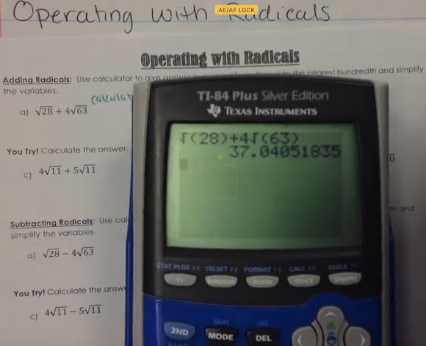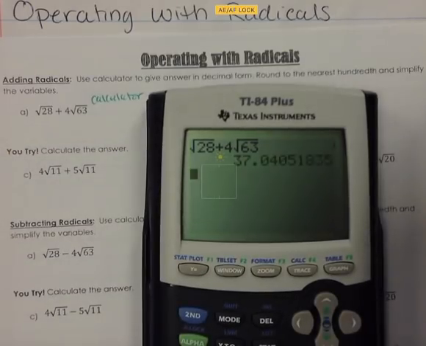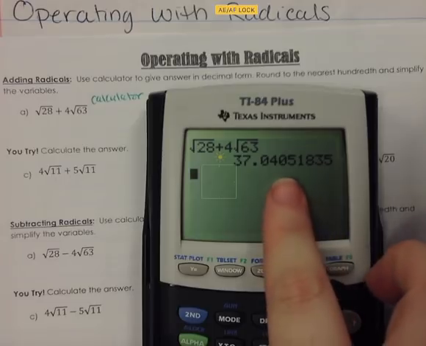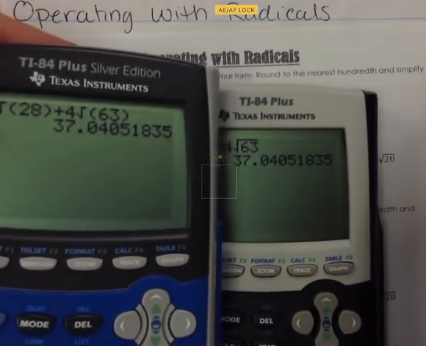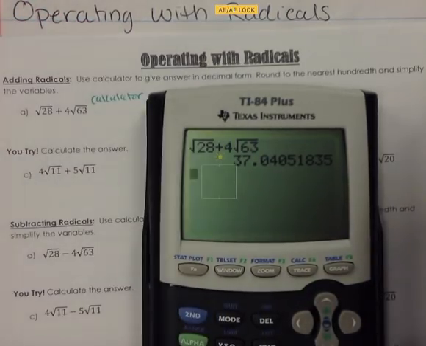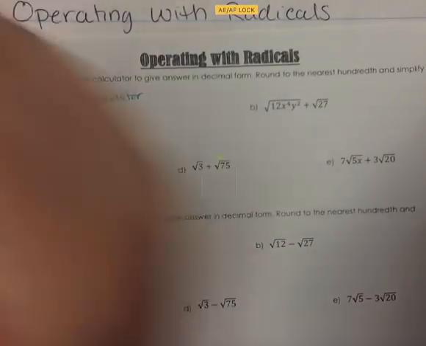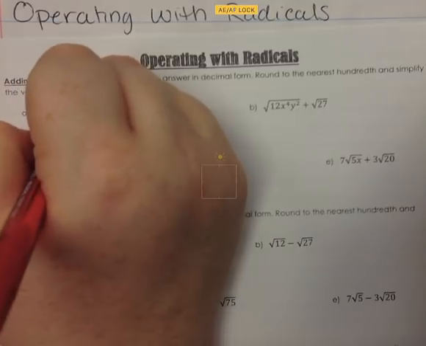And then you'll press enter. You'll press enter on the newer one too. So then you'll have the same decimal value of 37 and 4 hundredths. We're going to round to the nearest hundredth. So this is approximately 37 and 4 hundredths.